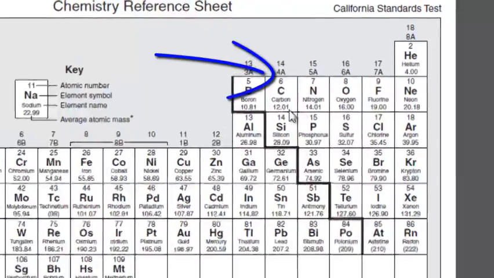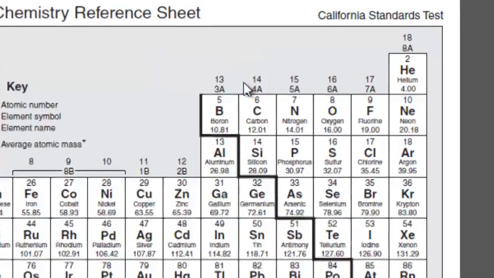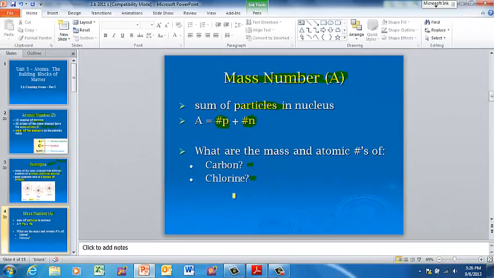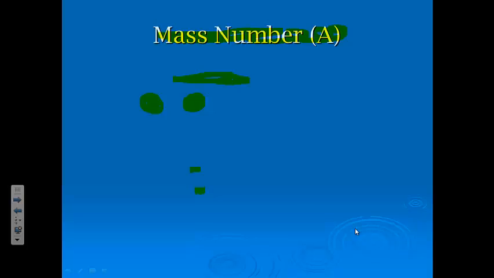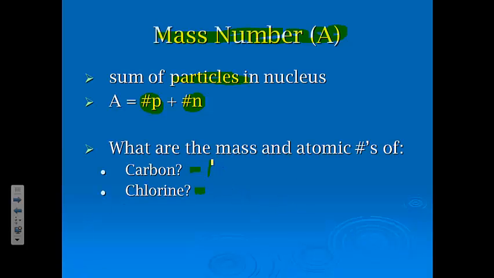Now here's carbon right here. When we find carbon, it has a little key over here, and the atomic number is the number that's on top. So for carbon it's going to be number 6. And then if we come over here to chlorine, the atomic number is going to be 17, again because it's that top number right here. So carbon is going to be 6, chlorine is going to be 17. To answer that on the slide, for carbon, the atomic number is going to be equal to 6.